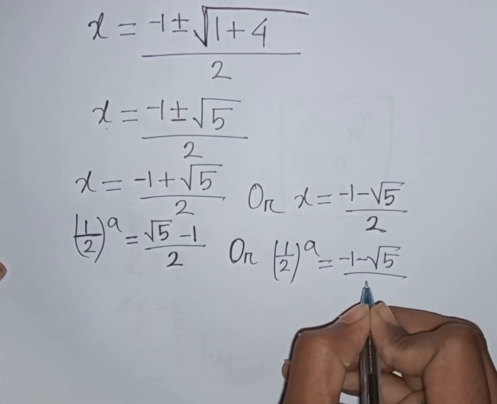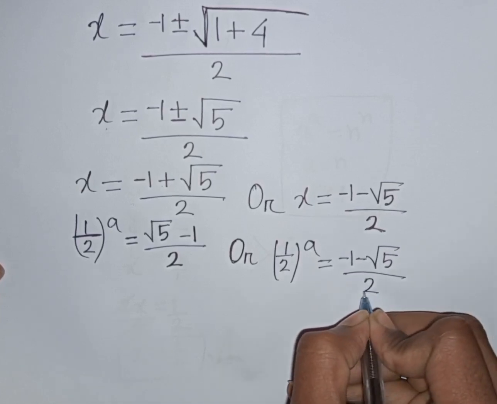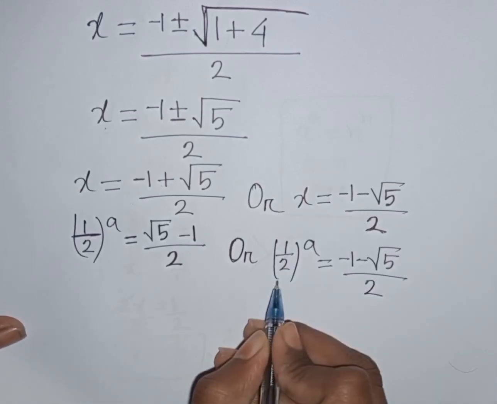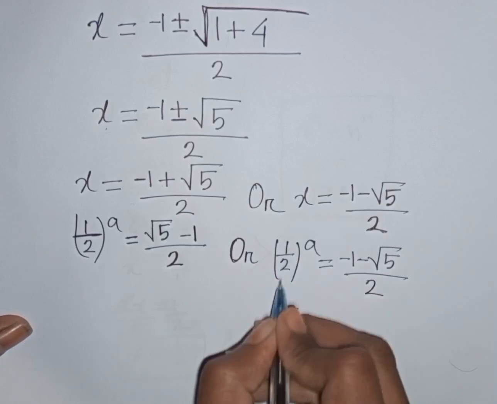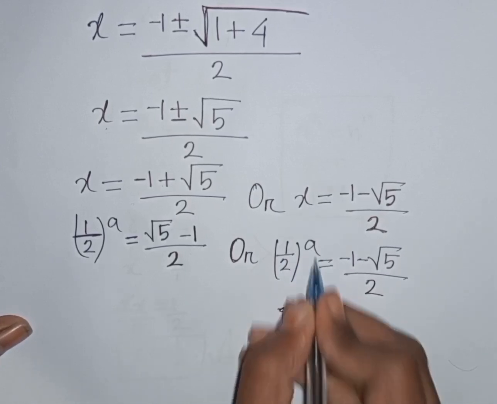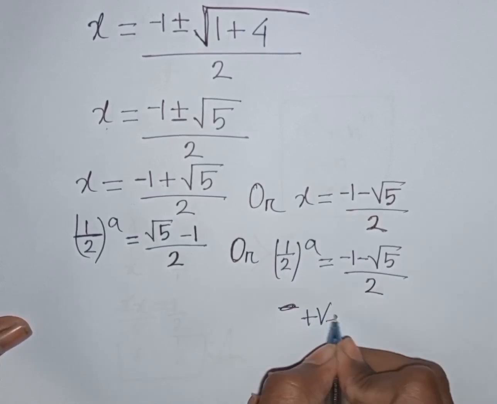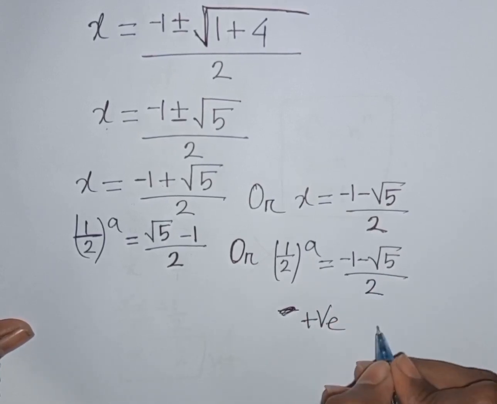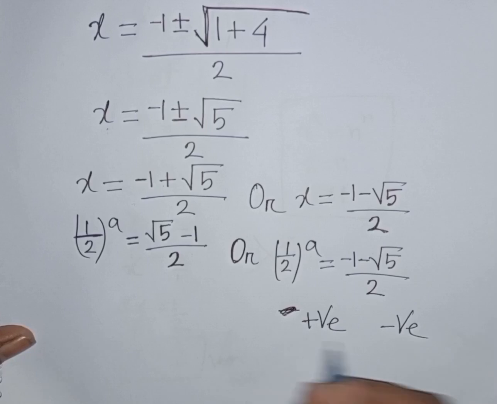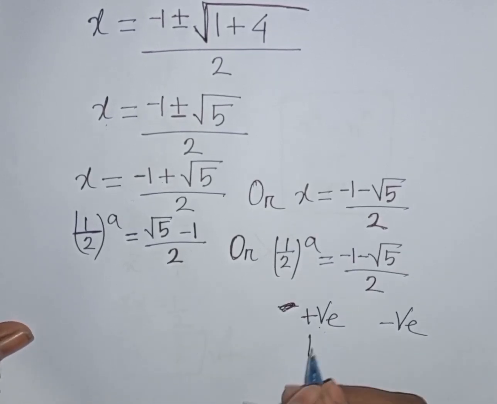Divided by 2. Now we see (1/2) to the power of any number is always positive, but (minus 1 minus square root of 5) divided by 2 must be negative. So positive cannot be equal to negative, so this is rejected.